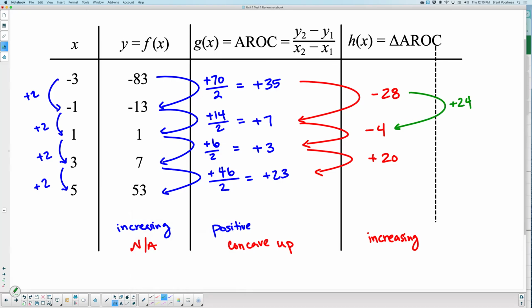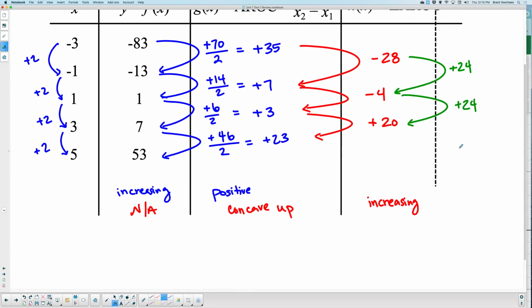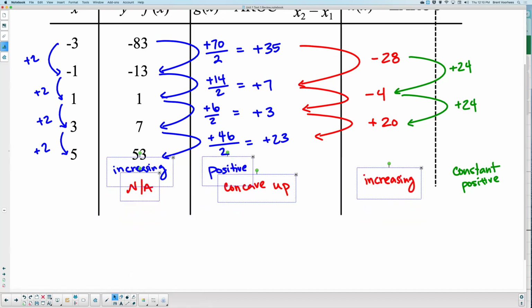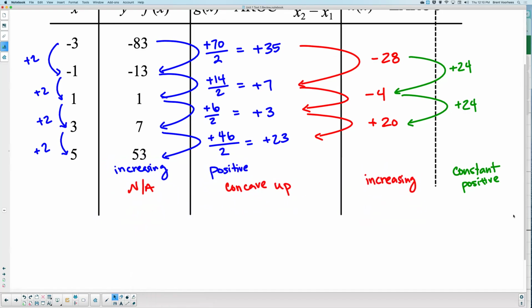Plus 24. And what about from here to here? Okay. What can you now tell me? We'll call this stage 3 here. What can you tell me about these? Constant. And not only are they constant, they're also positive. So if these are constant and positive, I'm going to slide these up so I can try to fit more in here. If these are constant and positive, what two things could you tell me about this column here?